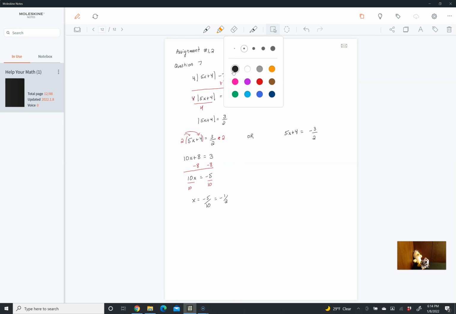Notice it's fine that x is negative, because when we plug it in, we're going to get a positive 3 over 2 over here. So the x can be negative. Okay, so now we're going to take the second side, the equation on the right. So again, let's get rid of the fraction by multiplying both sides by 2. You're going to want to distribute the 2 on the left. This is going to give you 10x plus 8 equals negative 3.